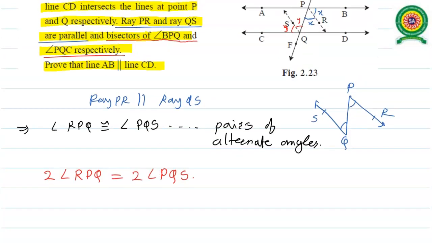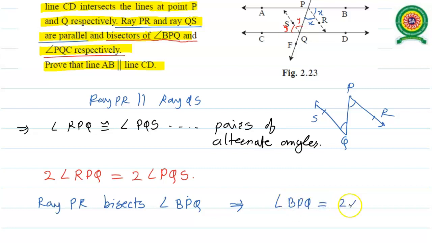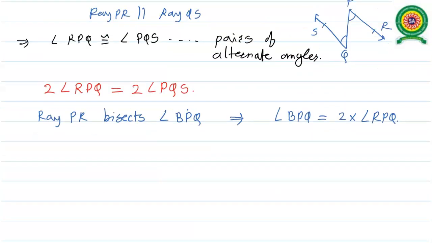Now, as given, I am writing ray PR bisects angle BPQ. So we have the measure of angle BPQ equal to 2 times the measure of angle RPQ. Already we have that relation, that's why RPQ.